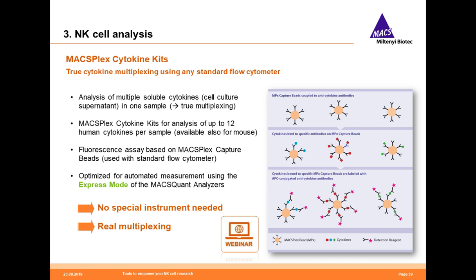This is our MACSPlex cytokine kit. What you see in the picture are microbeads which have bound anti-interleukins, so different molecules. There are 12 of them. When the cells secrete, the cytokines are captured, and then we have another antibody with a different color that will detect them. So in this case, from one sample, one supernatant, you can analyze 12 different cytokines or factors or molecules.